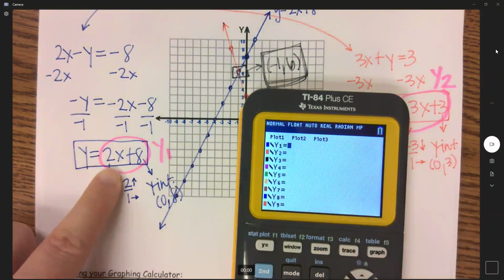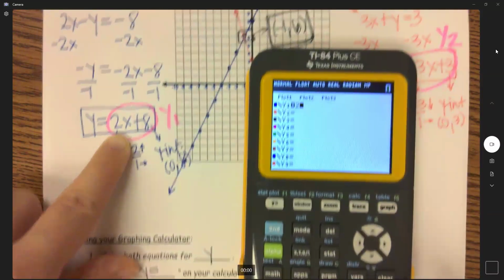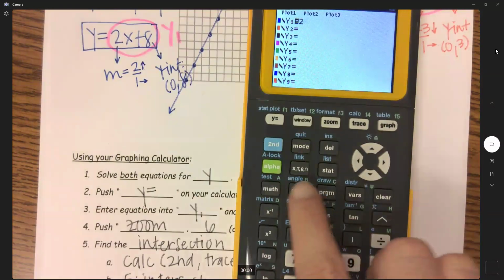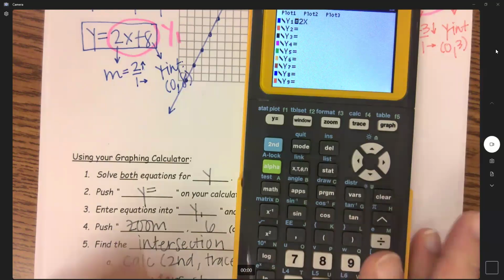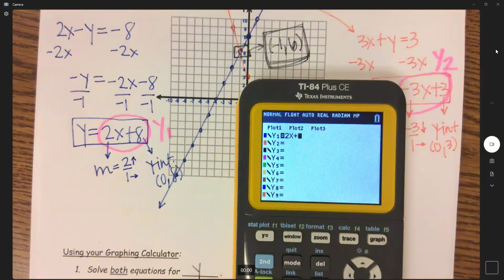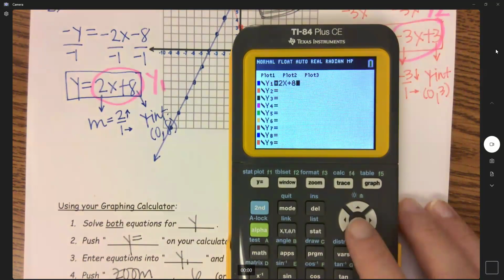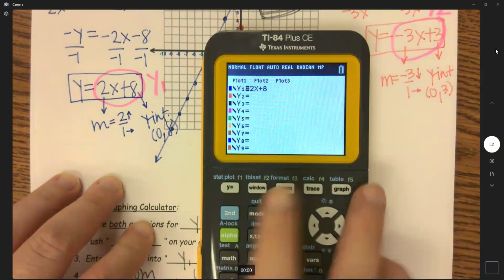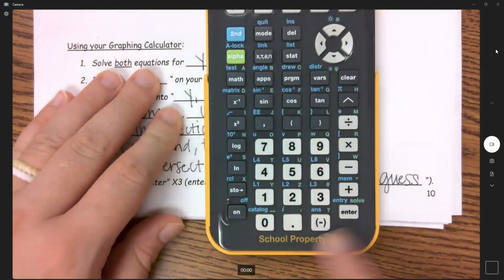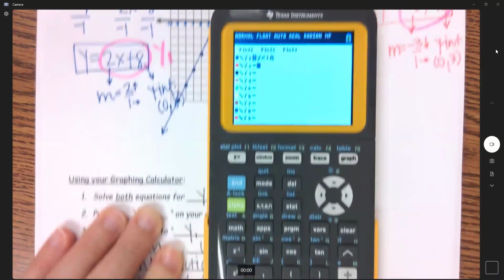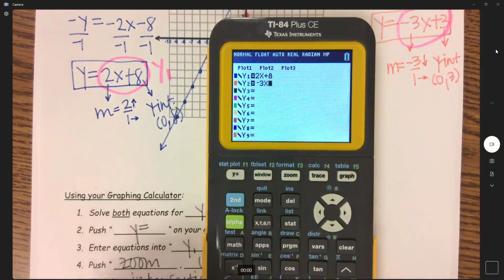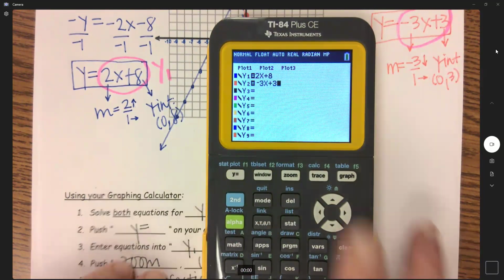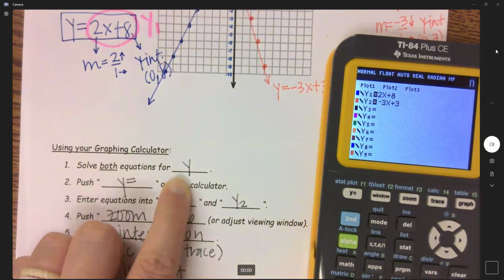So in this first one, I'm going to put 2x plus 8. So 2, and then your x right here is this X,T,theta,n. So 2x plus 8, and then just arrow down. And now I'm going to put in negative 3x plus 3. Make sure you hit the negative button right here and not the minus. So negative 3x plus 3.